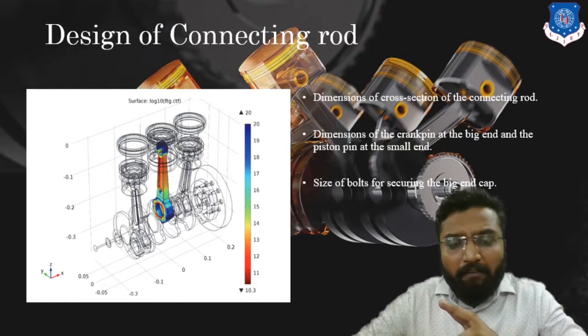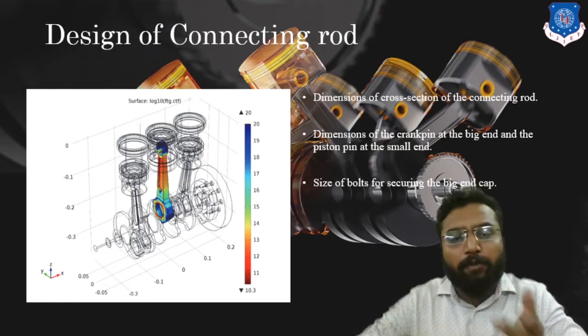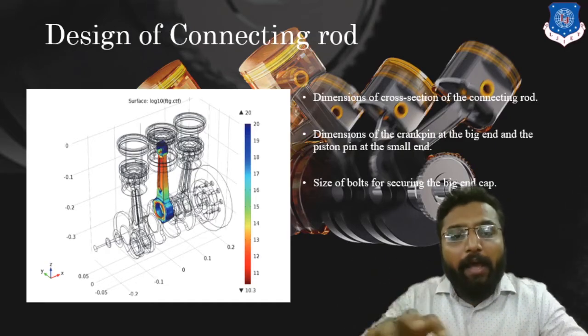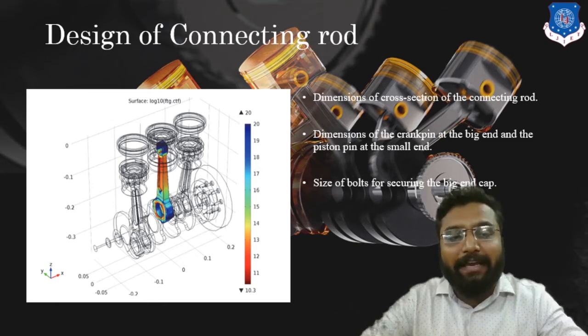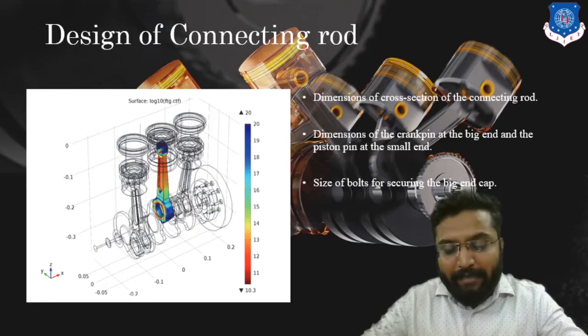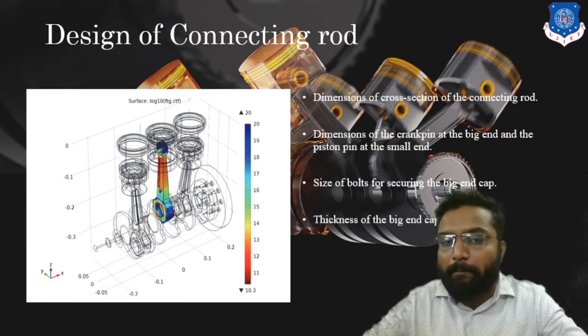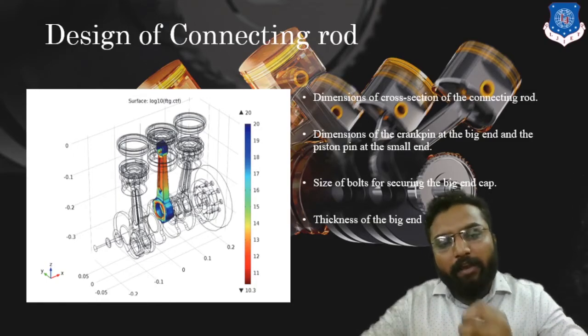So while designing these three aspects, we have to consider different types of stresses and different types of forces acting upon them. And after determining the geometry of our component, we can easily say that our component is safe to work as our IC engine component. So after this designing of the big end cap, we will move on to the crankshaft.